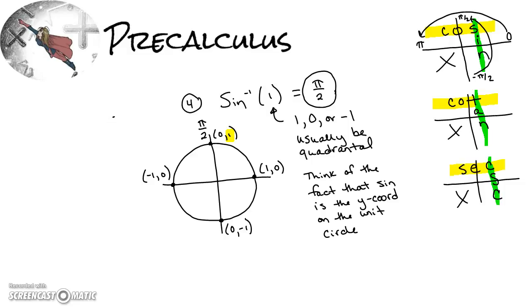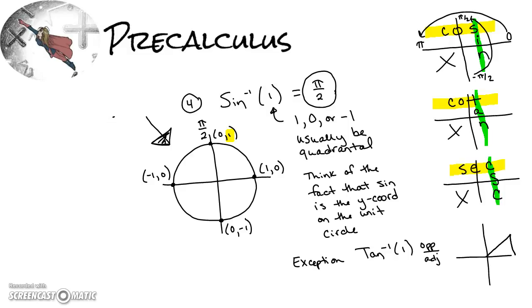So anytime you see a 1, 0, or -1 in the parentheses, start thinking of quadrantal instead, and you can just immediately draw this picture with the circle and label the 4 points and look at it that way. The only exception to what I just said to you is if it's tangent inverse of 1, because since tangent is opposite over adjacent, that would be the triangle.